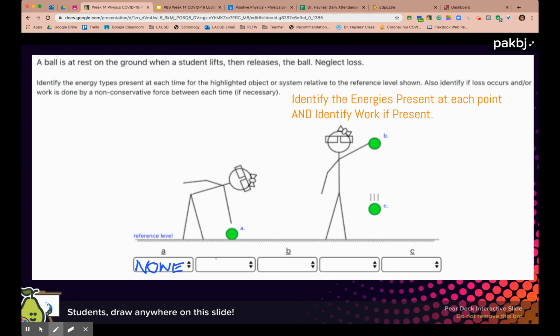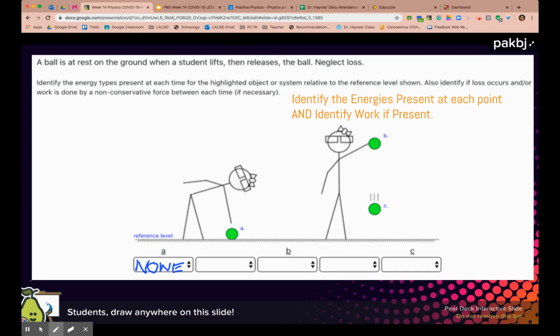Okay, none. All right, what about point B? What happened between point A and B? What would I have there? Remember, you have to say if there's work or loss. So in between points A and B, you say if there's work or loss done. Work or loss is only happening in between the points. So between point A and B, good.